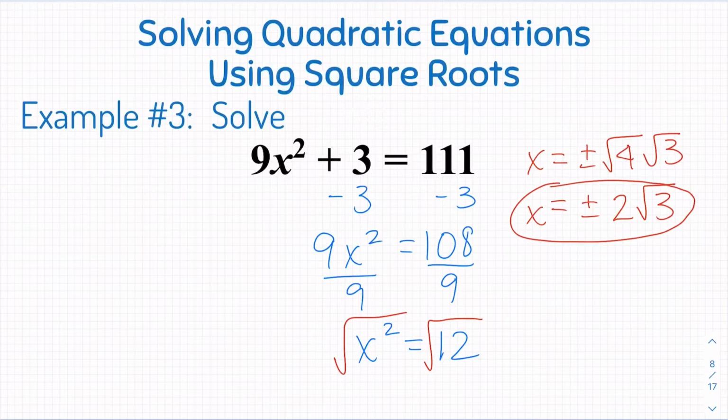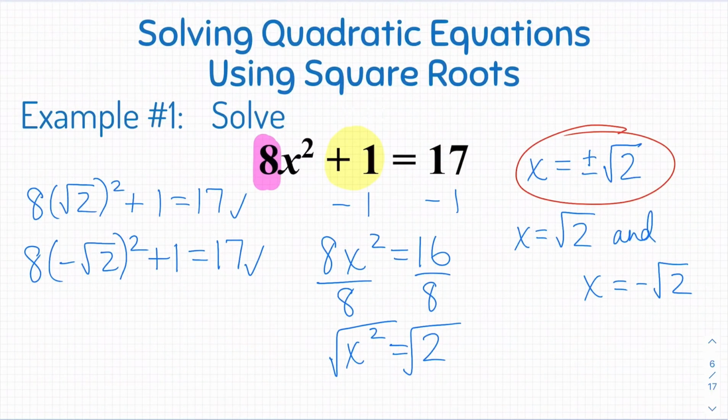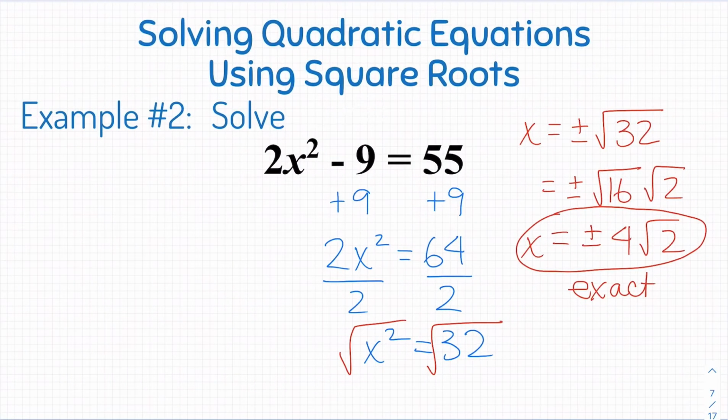So all of these solutions we found are called exact answers. Leaving that radical in there gives you an exact answer. If you were to be silly and get out a calculator unnecessarily, the answer you get would be an approximate answer unless your end answer was a clean integer.